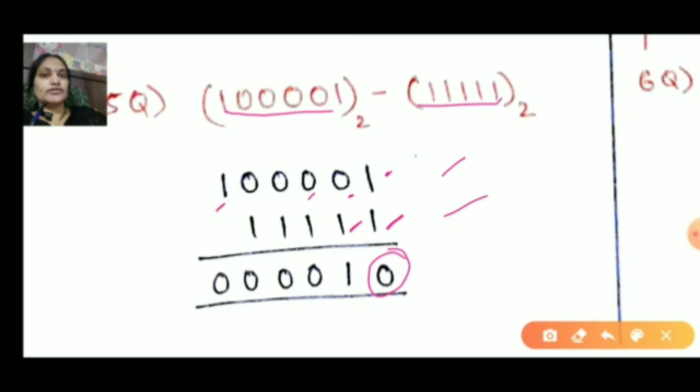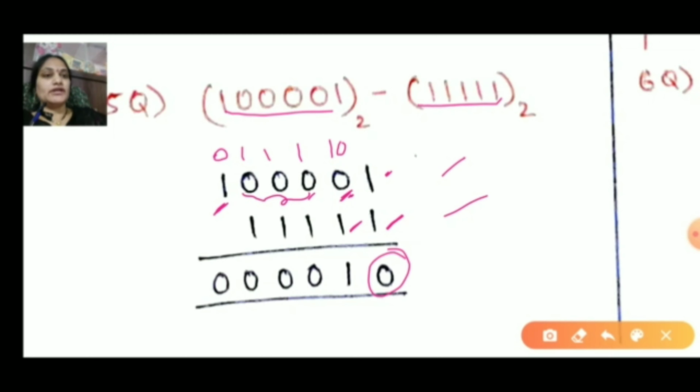Zeros are unable to give borrow. That's why this 1 will give borrow here. So now this 0 becomes 10 and this 1 becomes 0. That is decremented by 1. Okay. Now what about these 3 zeros? They become 3 ones. Why? Because, again I am telling why, because 1 is the highest digit in the binary number system.